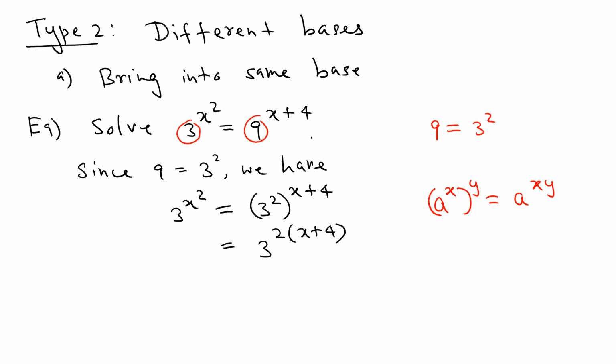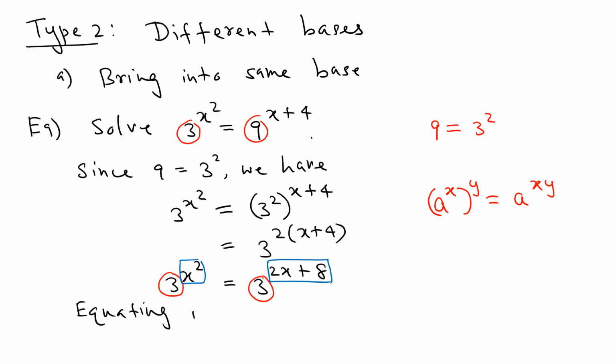So now we have this equation: 3 to the x squared equal 3 to the 2x plus 8. Now since they have the same base, this is going to be the previous type. We're going to simply equate the indices, those are the indices, the one in blue. So equating indices, we have x squared equal 2x plus 8.